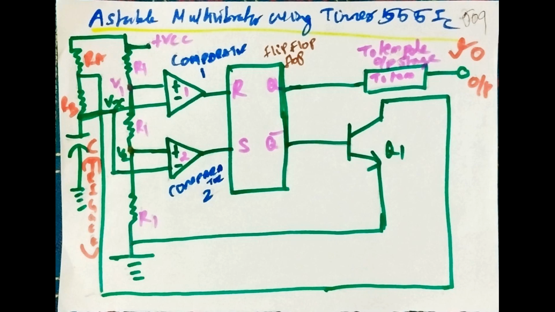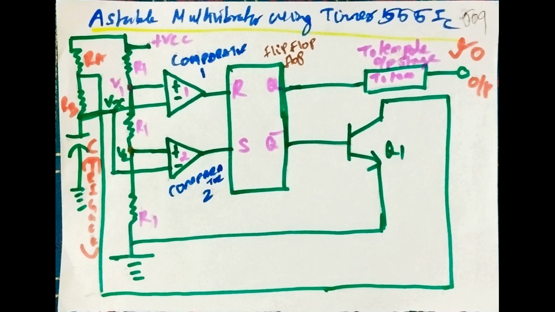Astable multivibrator using timer 555 IC. The circuit consists of a flip-flop, comparators 1 and 2, transistor Q1, three equal resistances R1, resistances RA and RB, and a capacitor. The capacitor is used for triggering and charges in the circuit.